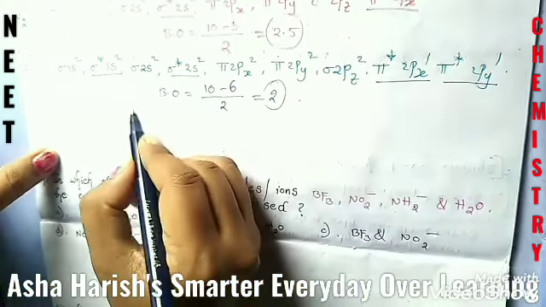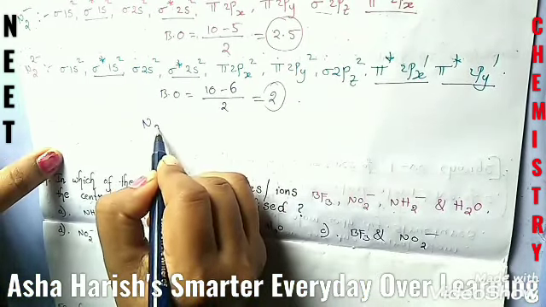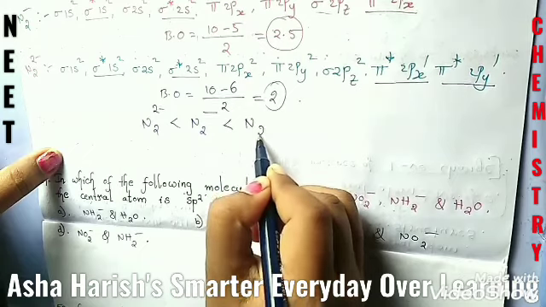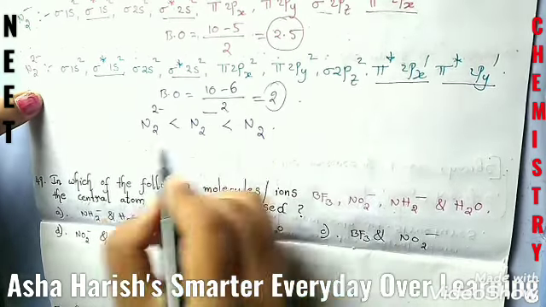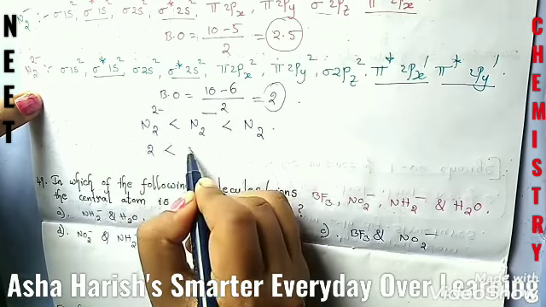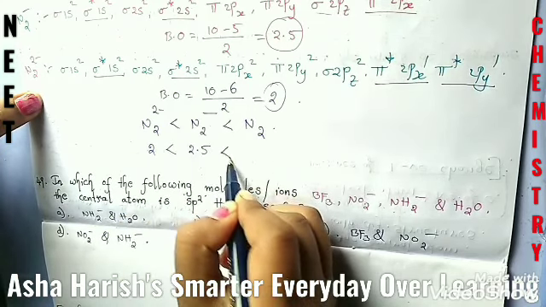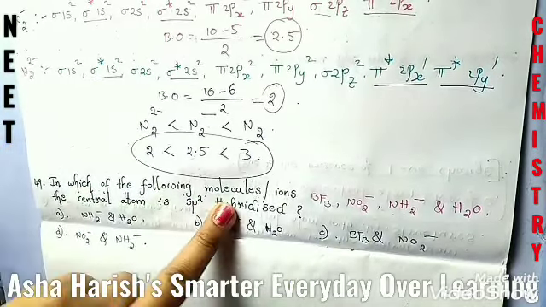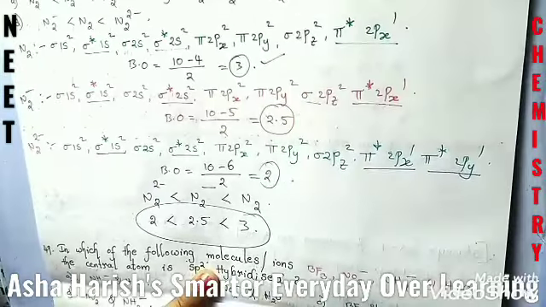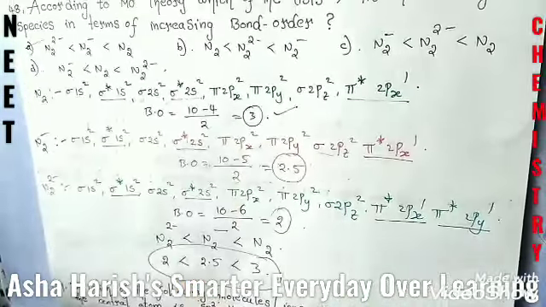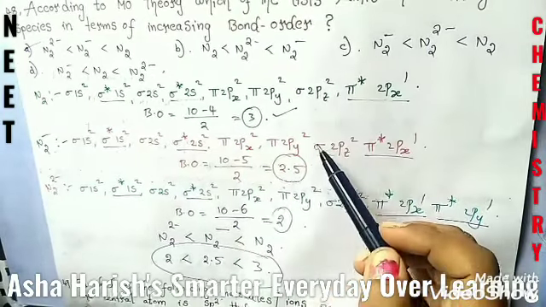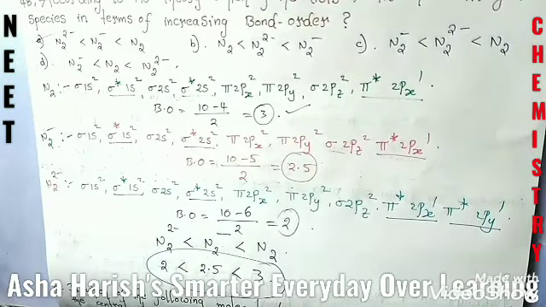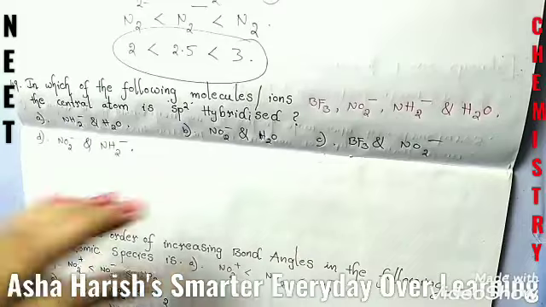Then students, hence the order we should write here is N2 2 minus is less than N2 minus is less than N2. Here I am going to write the bond orders: 2 less than 2.5 less than 3. Okay, this is the correct one. And the option we have, the same option here, option A, is the correct one. This is the complete explanation based on the molecular orbital theory for the calculation of bond orders, right? And we'll go for the next one.